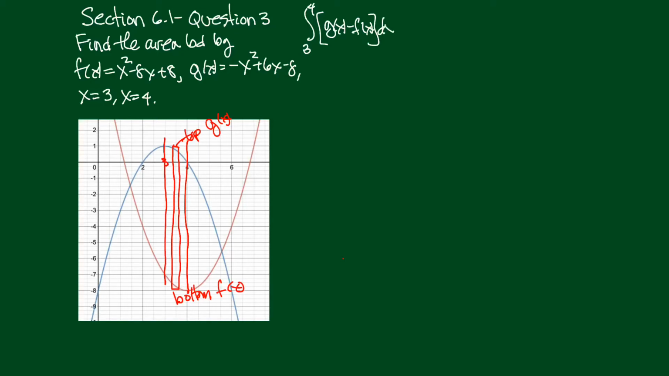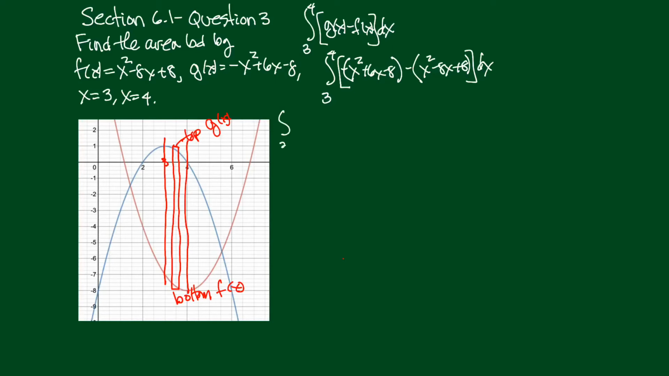x dx. And this is a good example to illustrate why you want to draw the rectangle, because it's easy to get into the habit of always thinking, oh, f came first, that's what I'll write, f minus g. But not always. What are f and g? It's either the top or the bottom of the rectangle. So let's do this. We're going to get the integral from 3 to 4 of g of x, which is negative x squared plus 6x minus 8. Okay, there's g. Minus f, which is x squared minus 8x plus 8, okay, dx.